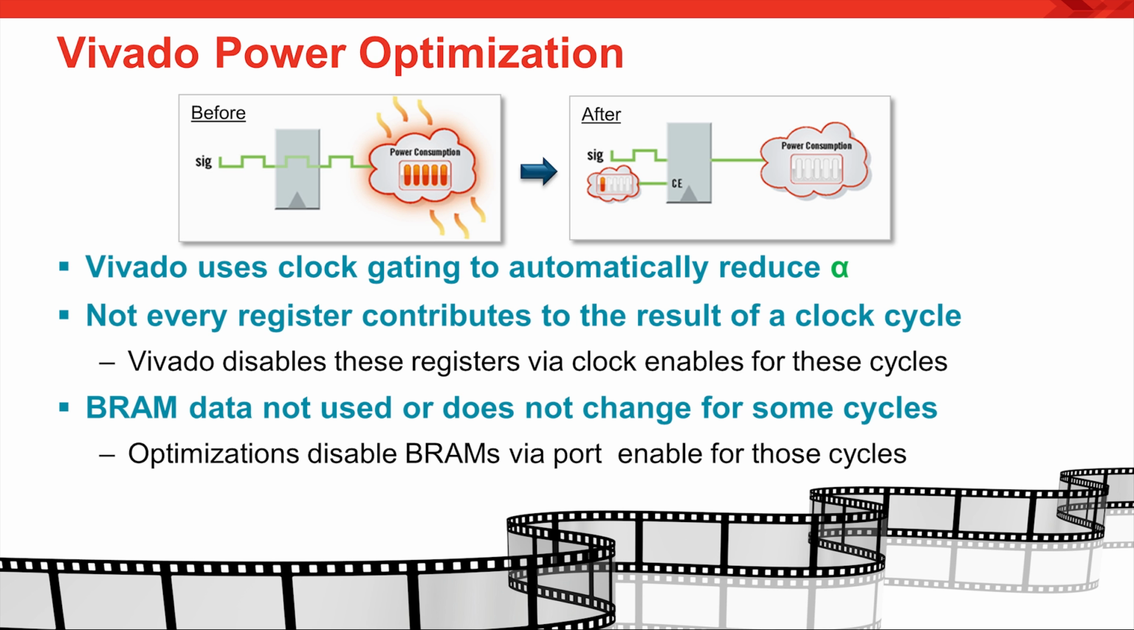Vivado performs automatic intelligent clock gating over the entire design, finding sequential elements that do not contribute to the logic results for a given clock cycle. Clock enables and port enables with appropriate gating logic are then used to prevent unnecessary switching on these registers and block RAMs. The original functionality remains unchanged, and timing is unaffected for the most part.